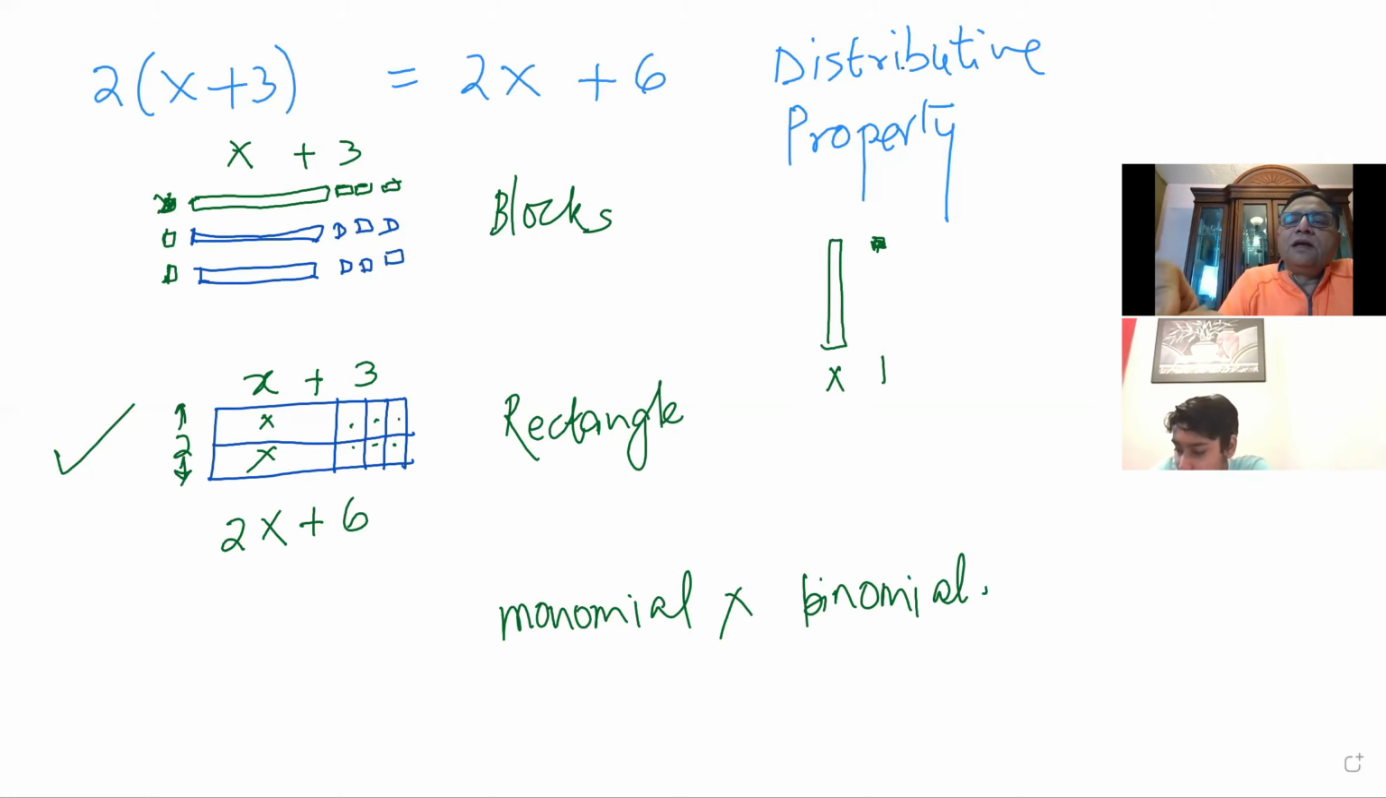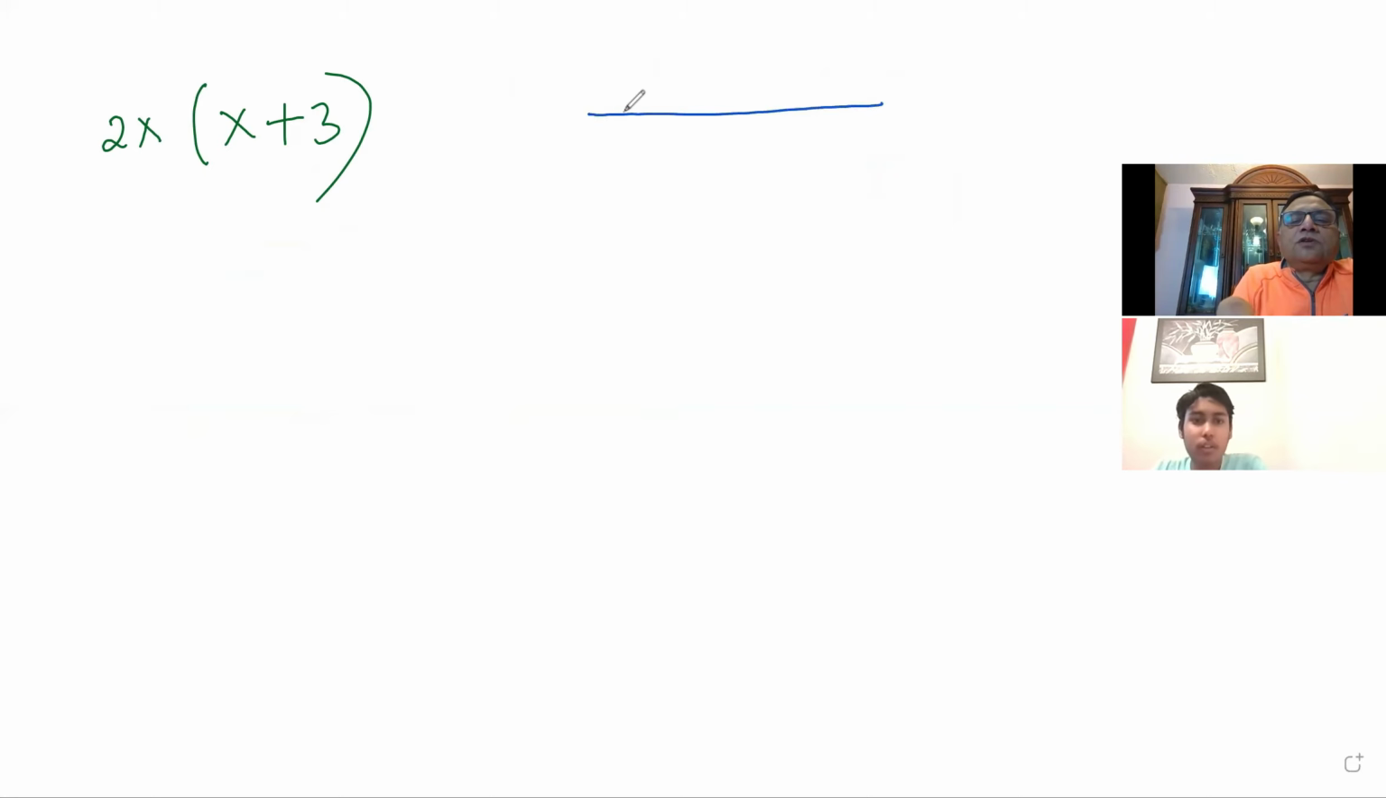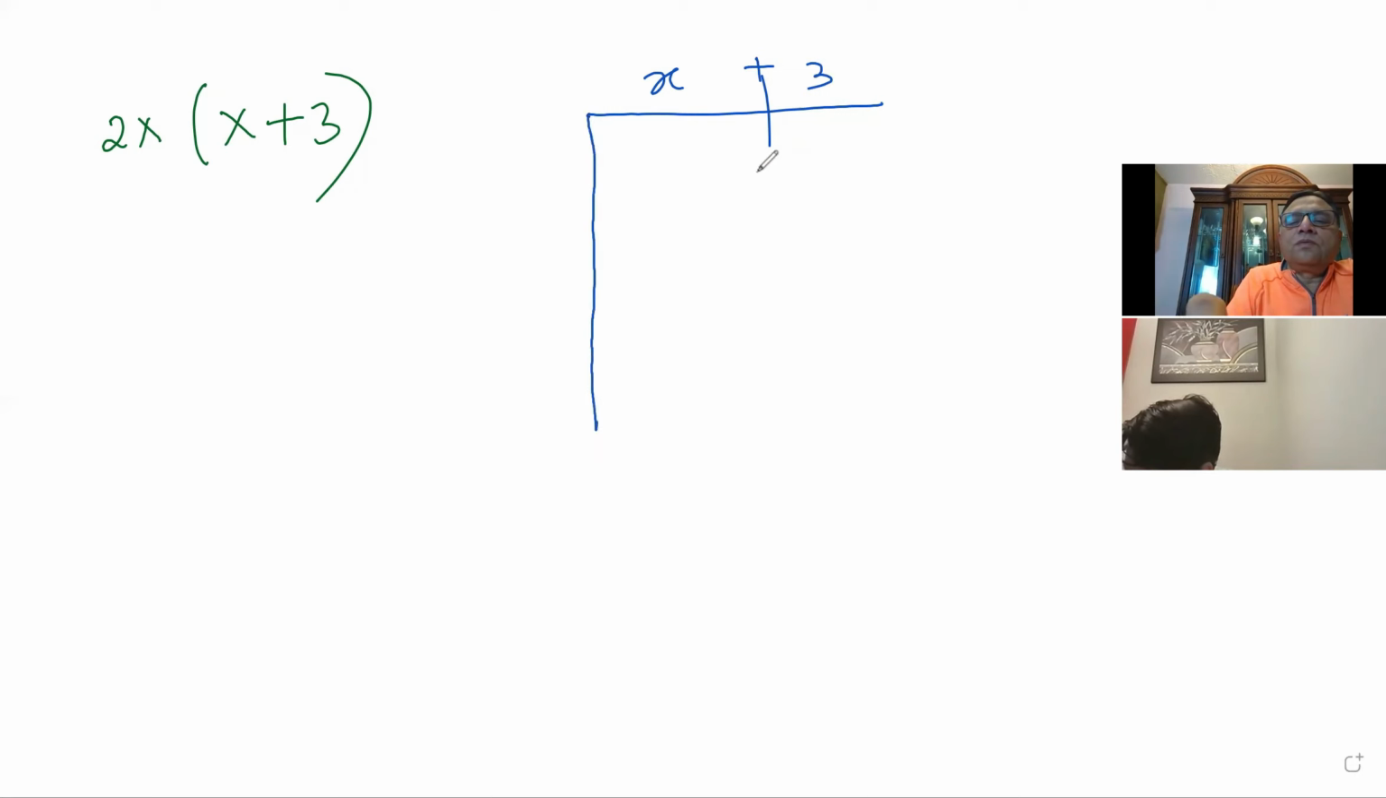Okay, let's erase it and do some more examples. So if I have to do, for example, 2x times x plus 3, now instead of 2 times, I'm doing 2x times. So what will that mean? Can you make a model for this now? Okay, sir. So we could have a side x plus 3, and this is 2x.